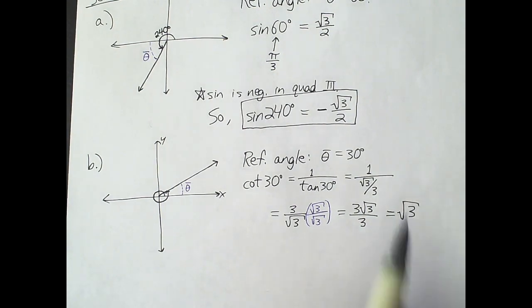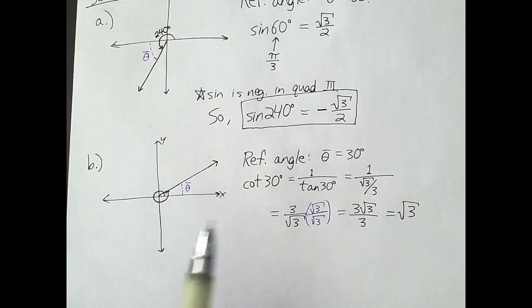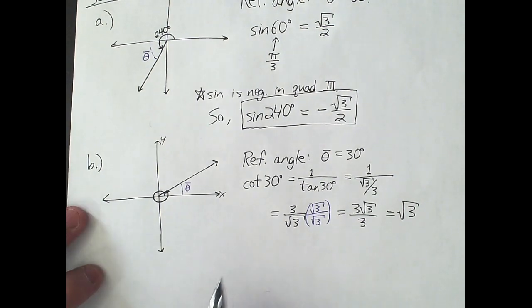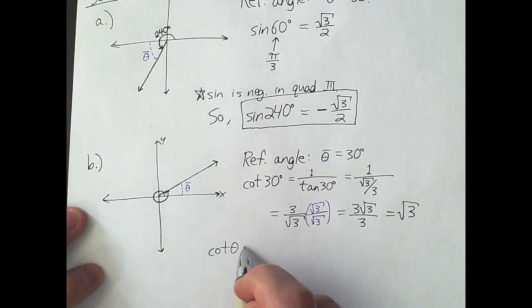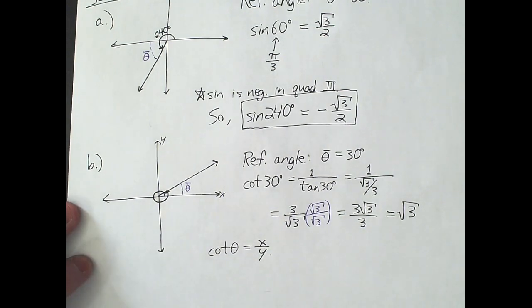Remember, don't circle it yet. We need to figure out, because that was just for the reference angle, so we need to get back to the actual angle. Cotangent of theta, not theta bar, but cotangent of theta is x over y. Is it positive or negative?